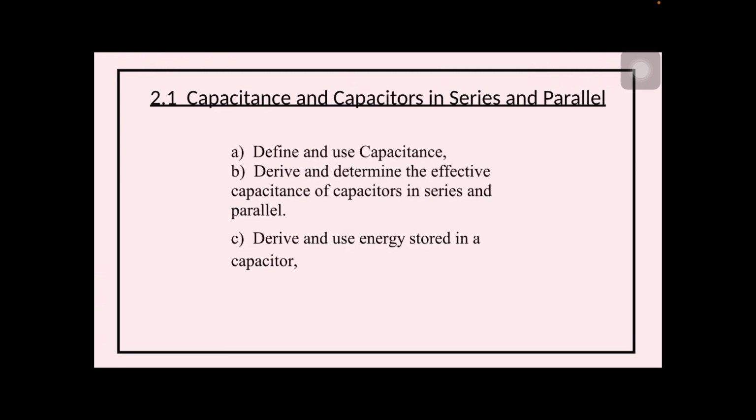So in this subtopic, you need to define and use capacitance, where the formula is C equals Q over V. B, derive and determine the effective capacitance of capacitors in series and parallel. C, derive and use energy stored in a capacitor, where the symbol for energy stored is U. U equals half CV squared. U also equals half QV and equals half Q squared over C.